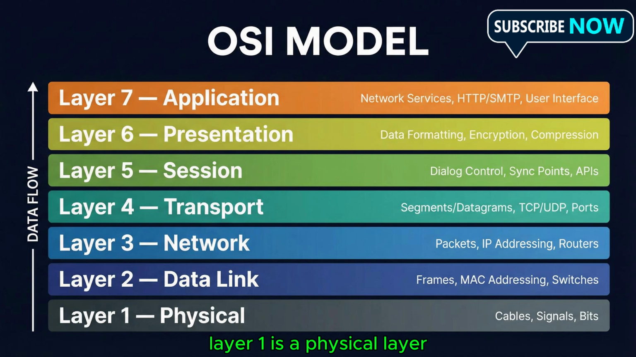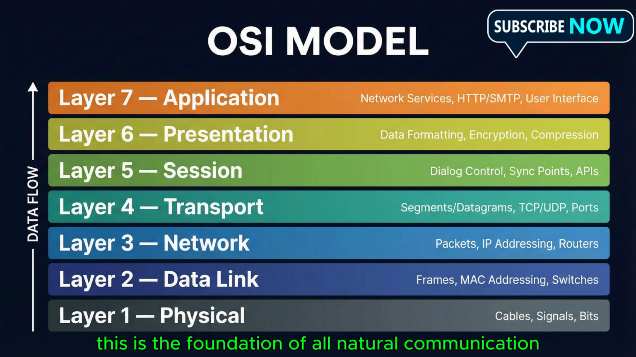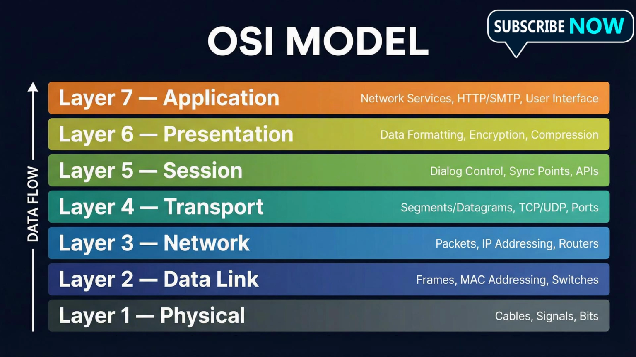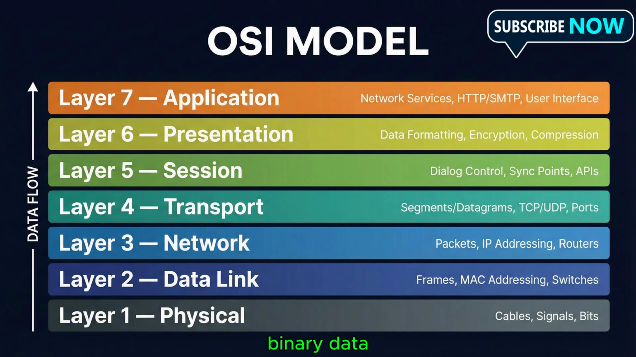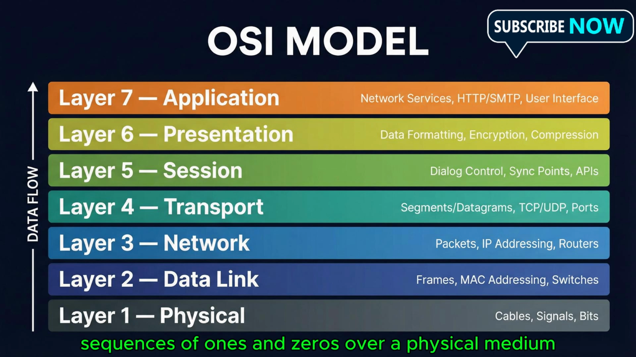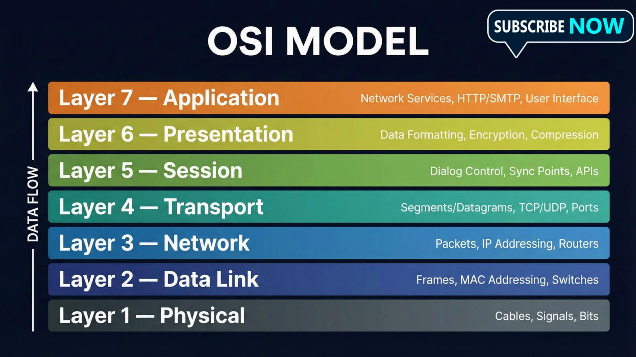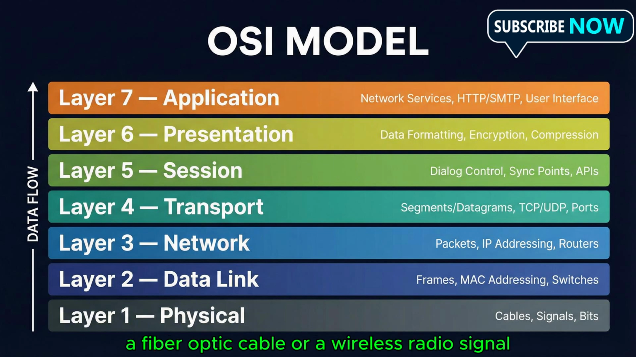Layer 1 is the physical layer. This is the foundation of all network communication. The physical layer deals with the transmission of raw binary data, sequences of ones and zeros, over a physical medium. That medium can be a copper cable, a fiber optic cable, or a wireless radio signal.